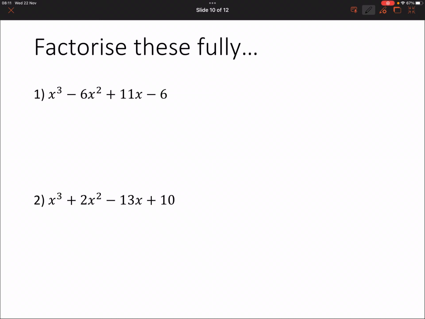Follow along with the first one or two, and then you can pause it, do the next couple, and just check that you agree.